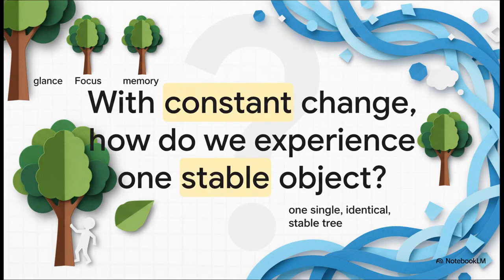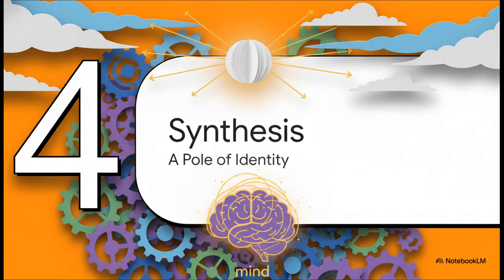But this perfect correlation brings up a really fascinating puzzle. Think about it for a second. Your mental acts, your noeses, they're a constant flow, right? You glance at the tree, then you focus on a single leaf, then you remember climbing a different tree as a kid. And with every one of those acts, the noema, the tree as it's intended, shifts. So the question is, if everything is in flux, how is it that you experience one single, identical, stable tree over time? The answer lies in this really remarkable power of the mind that Husserl calls synthesis.